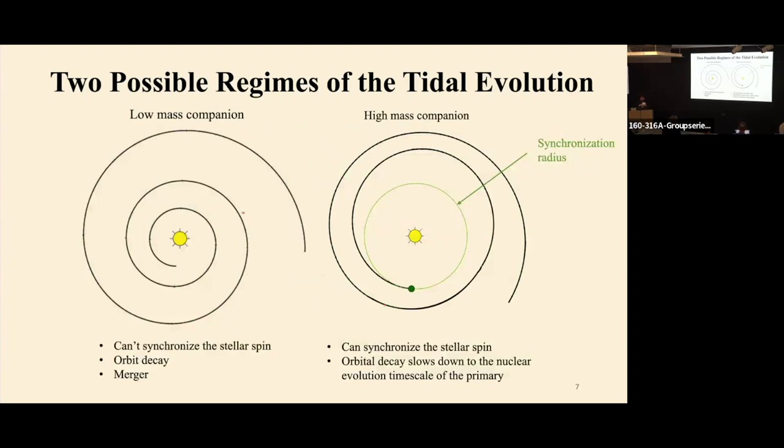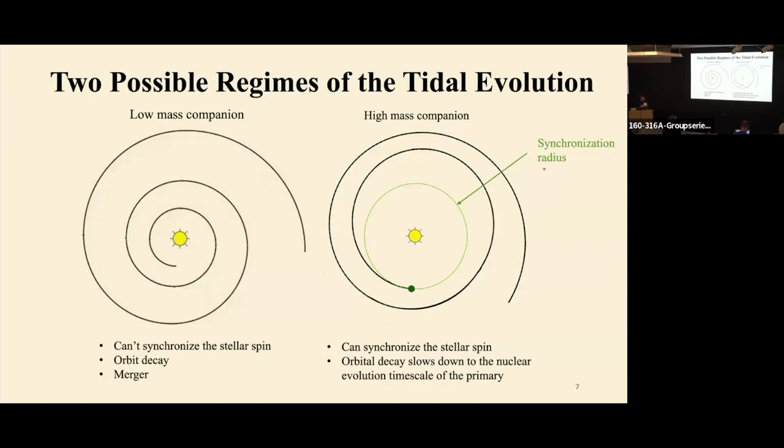The first case is that the companion object is a low-mass star or a low-mass planet, so it doesn't have enough angular momentum to synchronize the orbit. So once the tidal effect is really strong, the secondary will just spiral in and the system merges due to tides.